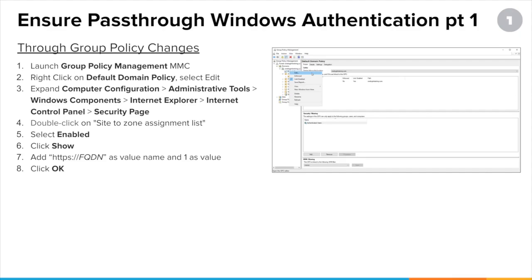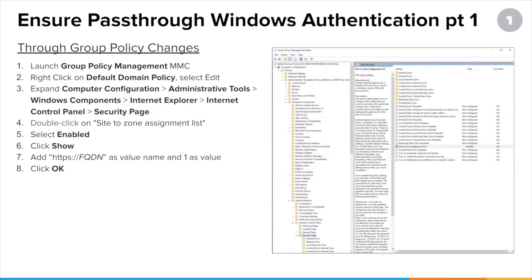And you could do this by modifying the default domain policy. So launch the Group Policy Management Console. You're going to right click on default domain policy, select edit. Up pops a little group policy management editor, and you're going to expand on down underneath computer configuration, administration tools, Windows components, Internet Explorer, Internet Control Panel, security page. So once you select security page, which you can see down there sort of on the left towards the bottom, then you will see some details popping up over on the right-hand side.